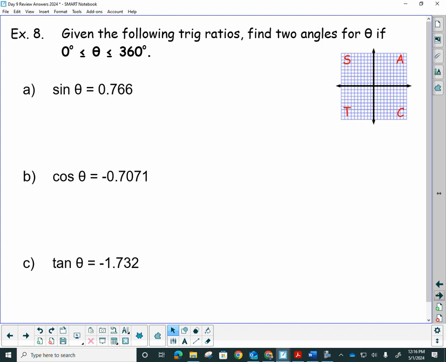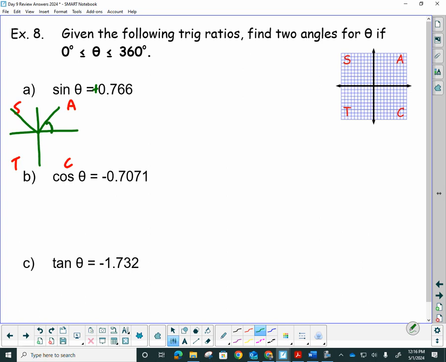So in the first case here, I have sine theta equals 0.76. The key is it's a positive 0.76. So I'm going to draw my picture, and since it's positive, the CAST rule will tell me where my two answers are going to be. I have to look in the quadrants in which sine is positive. Well, all of them are positive in this quadrant, and sine is positive in this quadrant. So I end up with two possible answers from standard position.